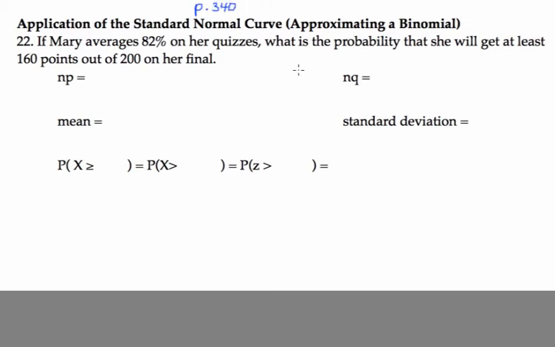So I'm going to follow the steps that are there. First off, things we need to know. We need to know n. What's the total number of points or total number of trials? 200. There's 200 points on her final.